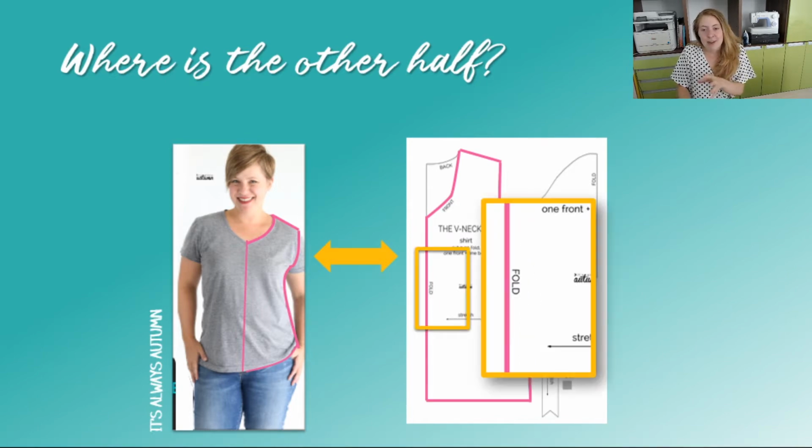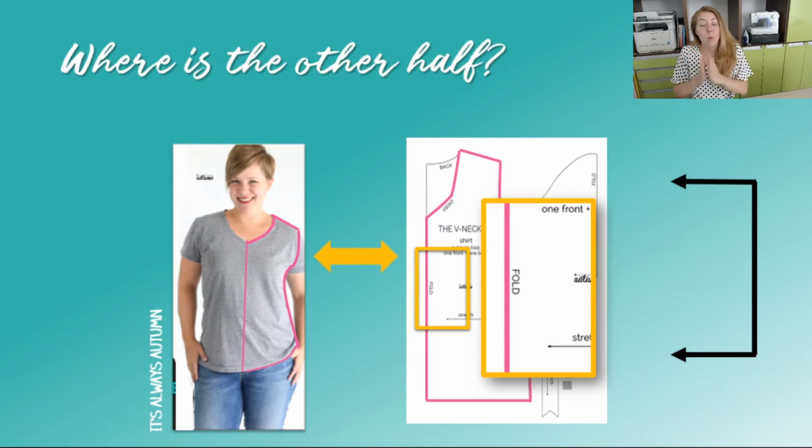And if I zoom in, you can see it says the word fold, and that word is written right down the center line of our t-shirt. Now on a pattern, you may see the word fold, or you may see this symbol, okay? And both of these mean the same thing. And what it means is it wants you to fold your pattern along that line.